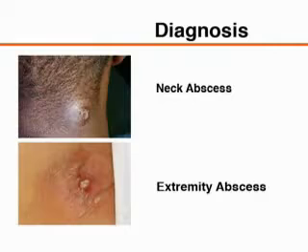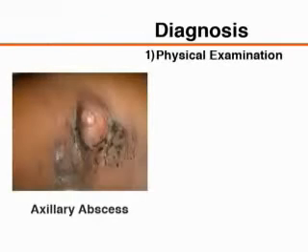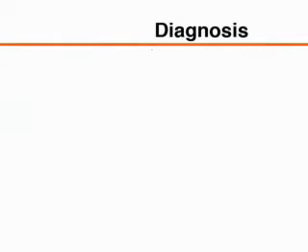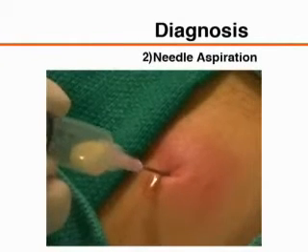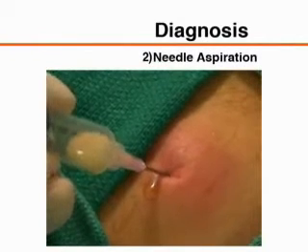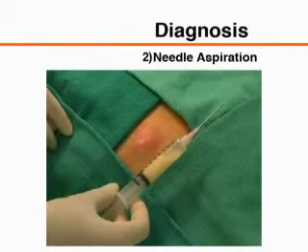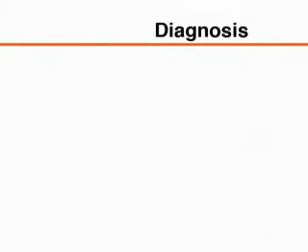This can be accomplished in 3 ways. Physical examination of the affected area will often allow diagnosis of an underlying abscess based on swelling, pain, redness, and fluctuance. Spontaneously draining skin abscesses are also amenable to diagnosis by physical examination alone. Needle aspiration of a suspected skin abscess can assist the clinician in making the diagnosis of a localized abscess when results of physical examination are equivocal.